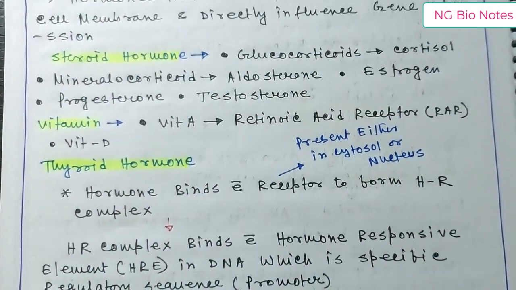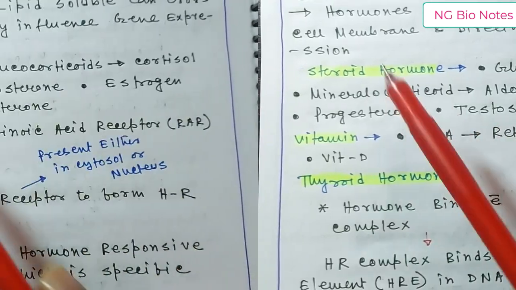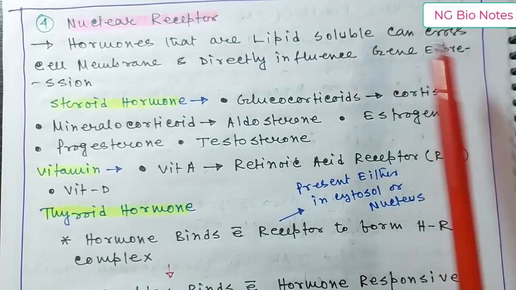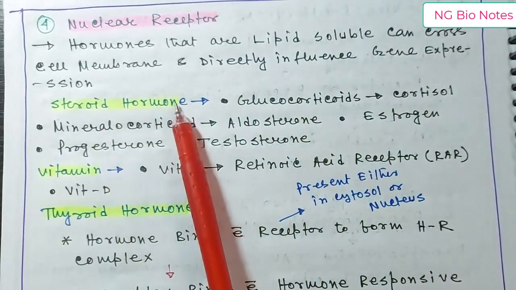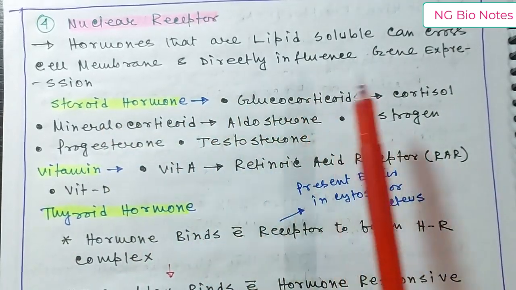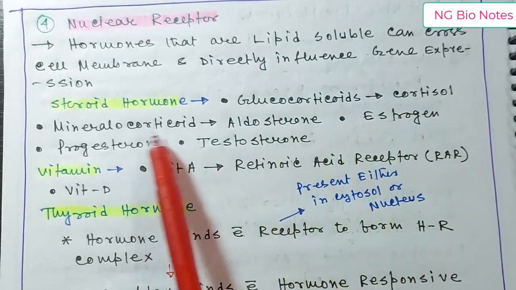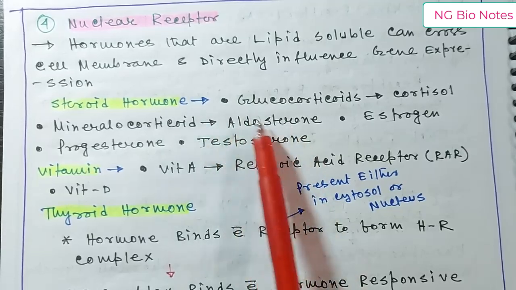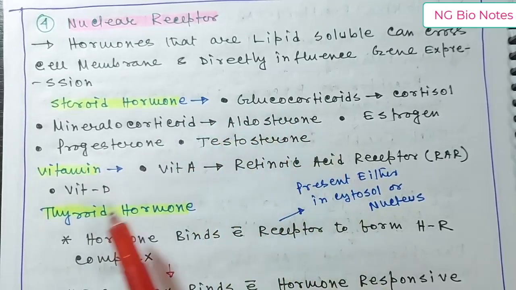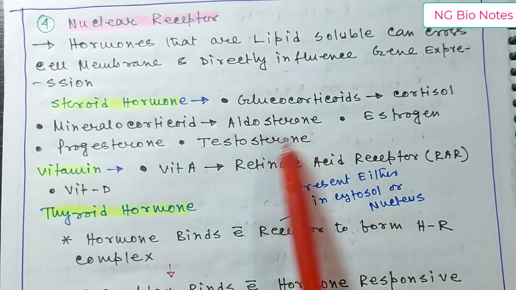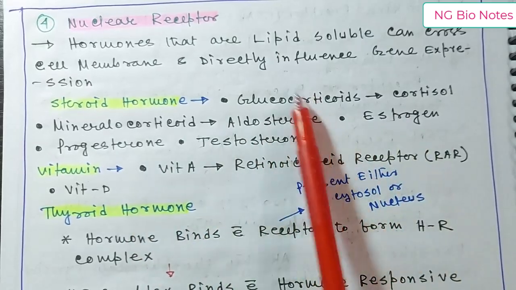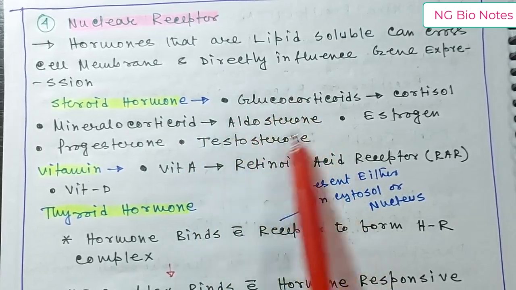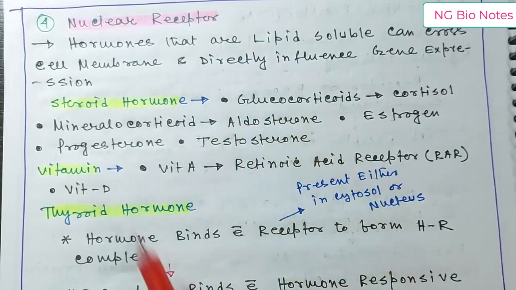Now we will see details of the mechanism of this nuclear receptor. So hormones that are lipid soluble can cross the cell membrane and directly influence gene expression. The steroid hormones like glucocorticoid, an example of which is cortisol; mineralocorticoid, one example of which is aldosterone; and estrogen, progesterone and testosterone, which are the sex hormones. The glucocorticoid and the mineralocorticoid are secreted from adrenal cortex, so they will act via this nuclear receptor.